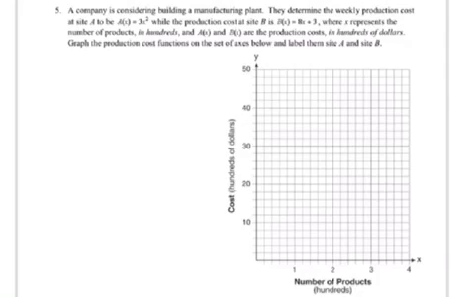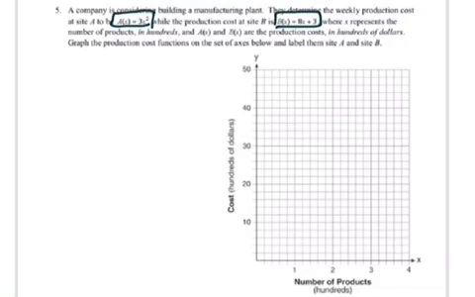Now the first thing that you do need to realize is that since this has an x squared in it, this is going to be a parabola, while the other one, site B, B of x equals 8x plus 3, is going to be a line. Again, we know that it's a line because it's x to the first power, where x represents the number of products in hundreds. And A of x and B of x are going to be the production cost in hundreds of dollars. They want you to graph the production cost.